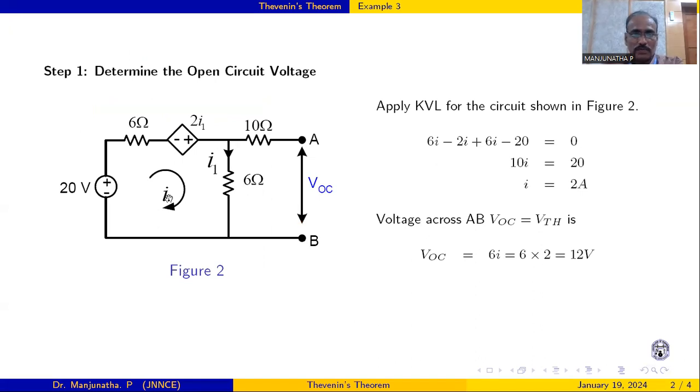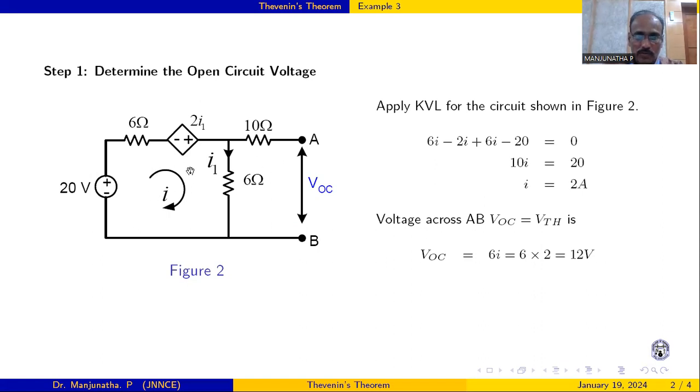First step, we have to determine the voltage across these two terminals AB. That is nothing but the drop across this 6 ohms because no current is flowing in this 10 ohm. So I have to determine the drop across this 6 ohm resistor. Now I call it one mesh here, mesh current I. So I is nothing but I1 also. Both are the same here.